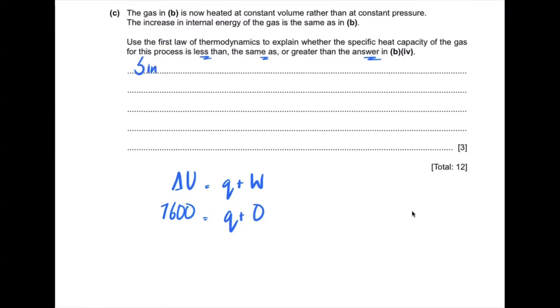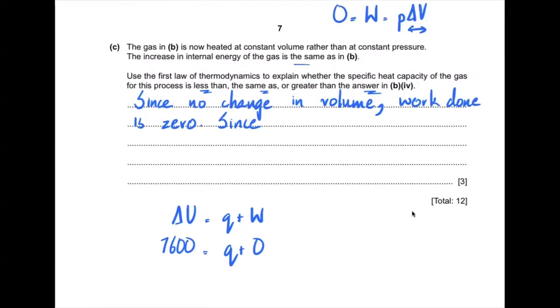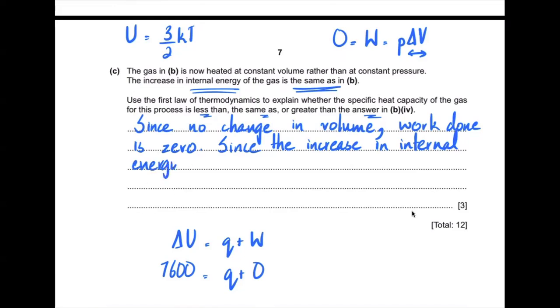So first I'll say that since no change in volume, work done is 0. And the idea is also this, which should be talked about because this is an ideal gas, right? So you might remember that for the ideal gas, the internal energy just depends on the temperature. So it says the increase in internal energy is the same. So since the increase in internal energy is the same, change in temperature is also the same. Does this make sense?